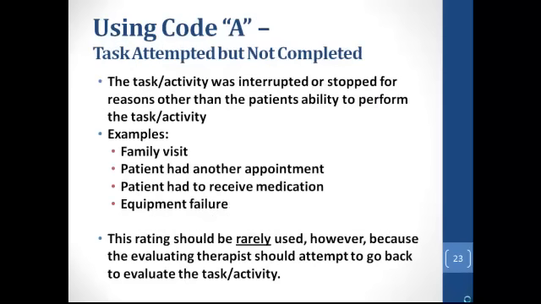How is the alpha score A used? It should be chosen only if the task or activity was interrupted or stopped for reasons other than the patient's ability to perform the task or activity. Examples of when this might occur are if a family visits in the middle of your evaluation session, or the patient had to leave to attend another appointment. Perhaps the patient had to receive a medication that interrupted your evaluation, or equipment that was necessary to evaluate the task or activity fails.